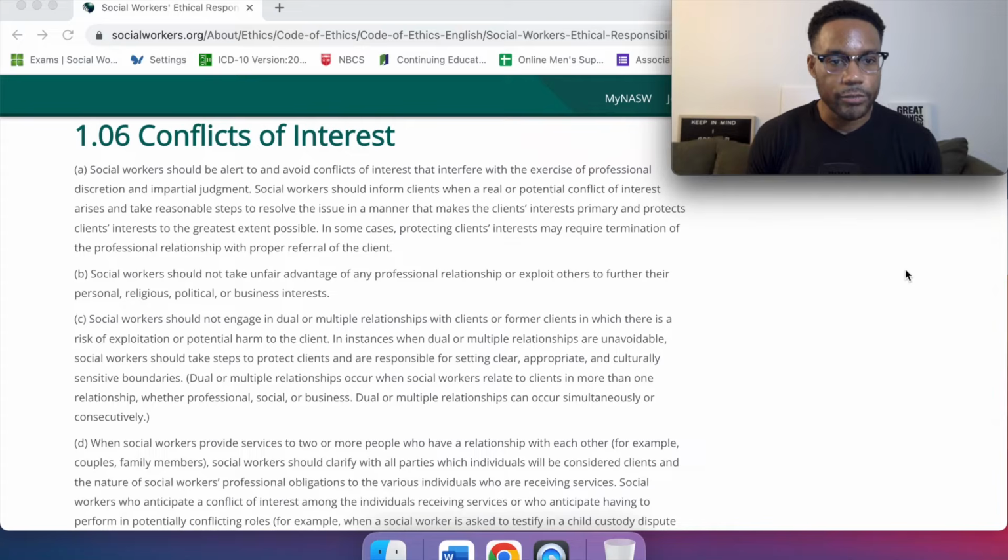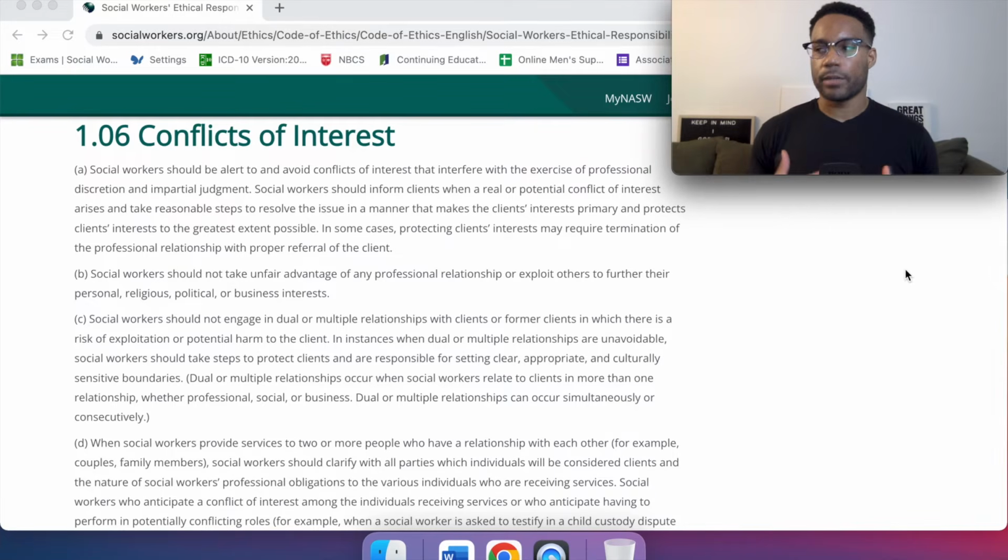C. Social workers should not engage in dual or multiple relationships with clients or former clients in which there is a risk of exploitation or potential harm to the client. In instances when dual or multiple relationships are unavoidable, kind of like what we were talking about earlier, social workers should take steps to protect clients and are responsible for setting clear, appropriate, and culturally sensitive boundaries. Dual or multiple relationships occur when social workers relate to clients in more than one relationship, whether professional, social, or business. Dual or multiple relationships can occur simultaneously or consecutively.